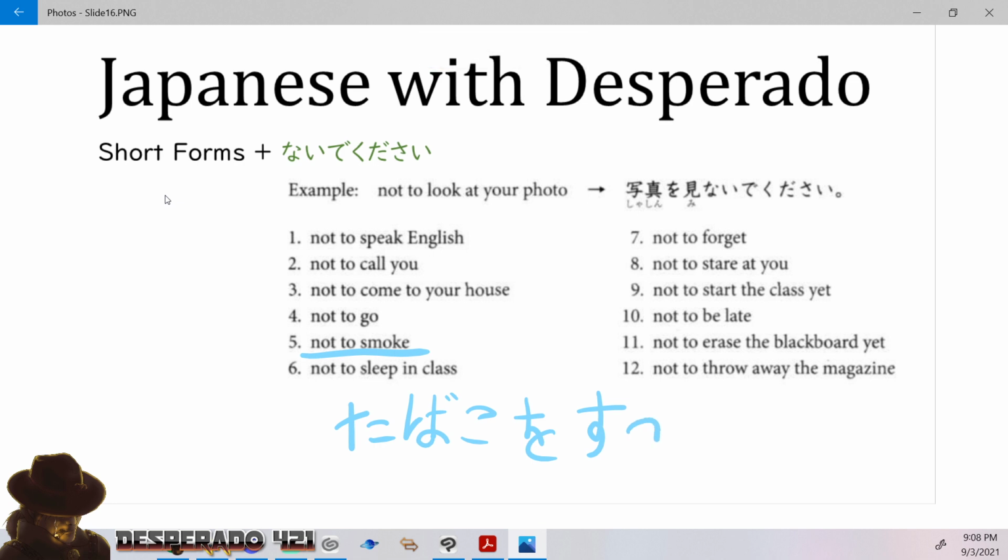Which is suu. Okay. So is it suwanai? Very good. Tabako o suwanai de kudasai. Very good.